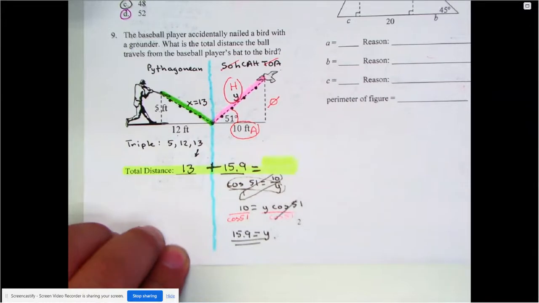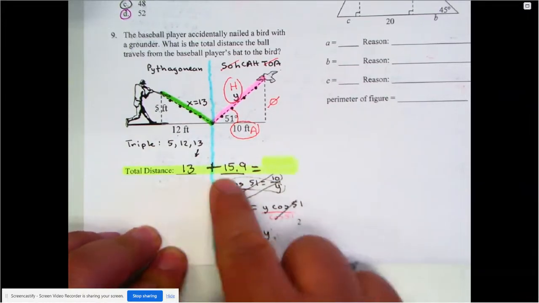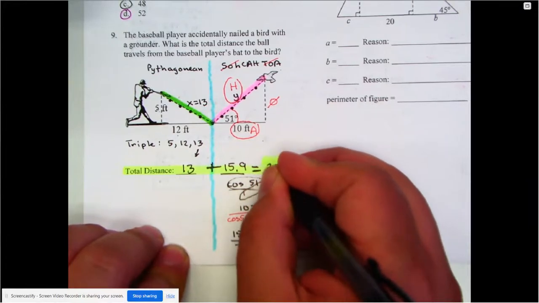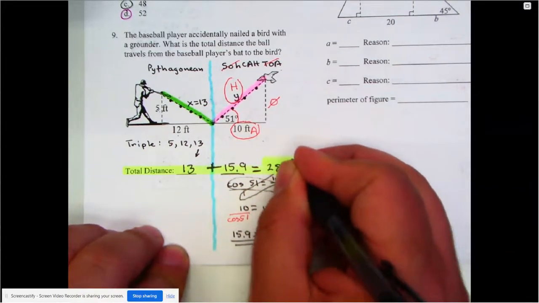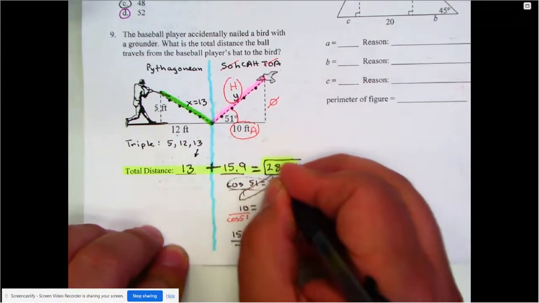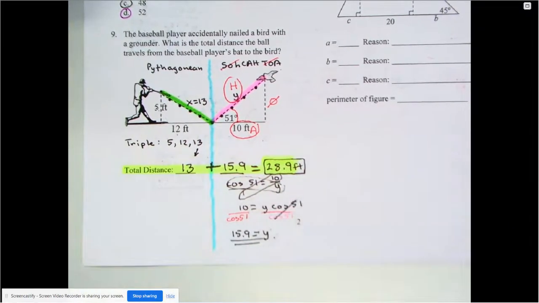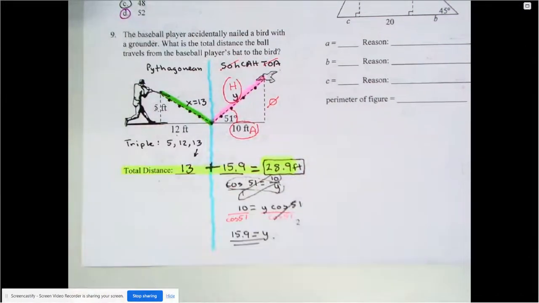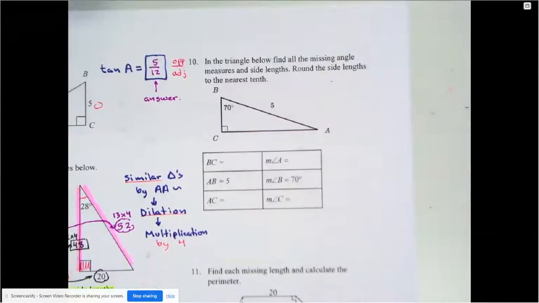And now I'm going to bring out the calculator again. I'm going to add these two numbers together. And now I know that the ball traveled 28.9. What was it in feet? That's how long it traveled before it hit that bird. So you see two separate sets. Pythagorean for one side, SOHCAHTOA for the other, and then we add the two numbers together. All right, two more to go. Here we go. And then that way we can get started with the test.